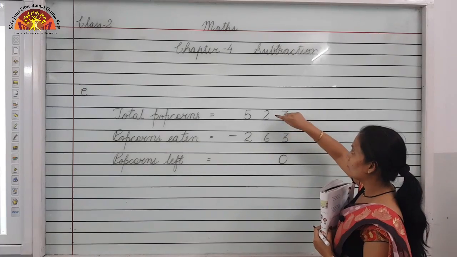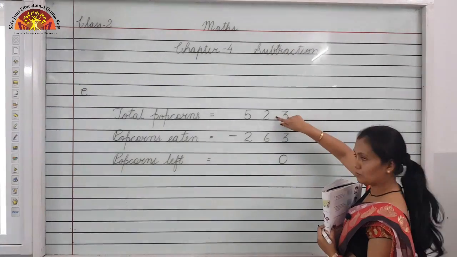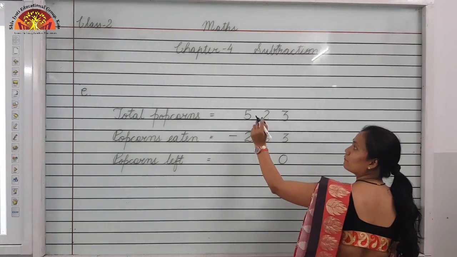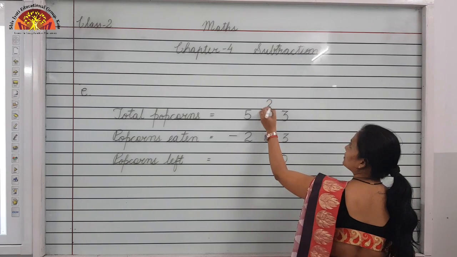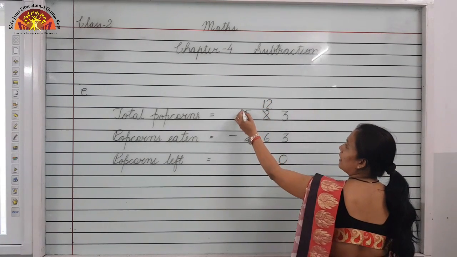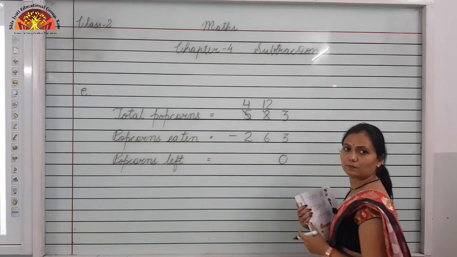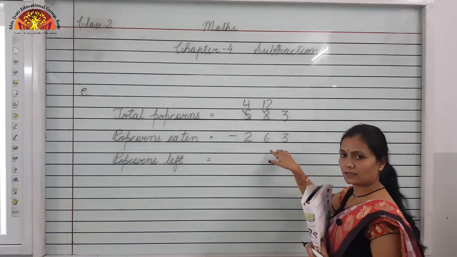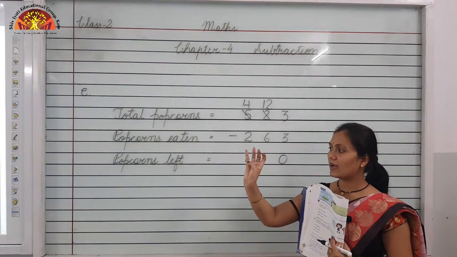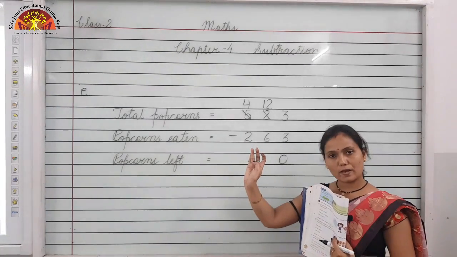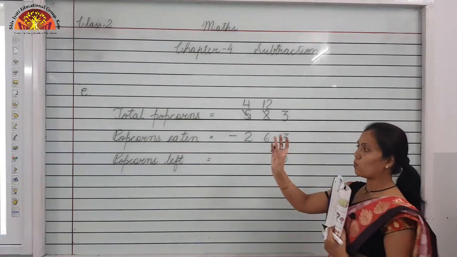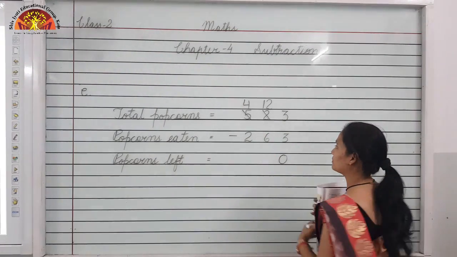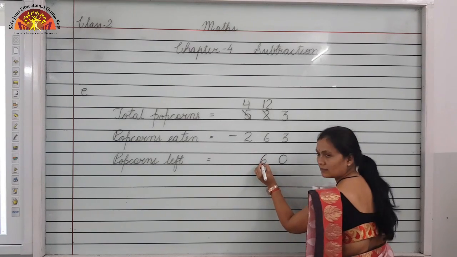Now we have to subtract 6 from 2. It is not possible to subtract 6 from 2. So we'll borrow 1 from hundreds digit. So this 2 becomes 12 and this 5 becomes 4. Now we'll subtract 6 from 12. So count after 6. 7, 8, 9, 10, 11, 12. How many numbers are there? 1, 2, 3, 4, 5, 6. So 12 minus 6 is 6.